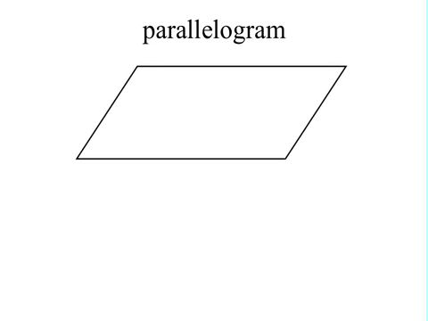In this lesson, we'll look at some properties of parallelograms. We start with a parallelogram. We know that the definition of a parallelogram is that it is a quadrilateral with both pairs of opposite sides parallel. So we mark those pairs of opposite sides as parallel.